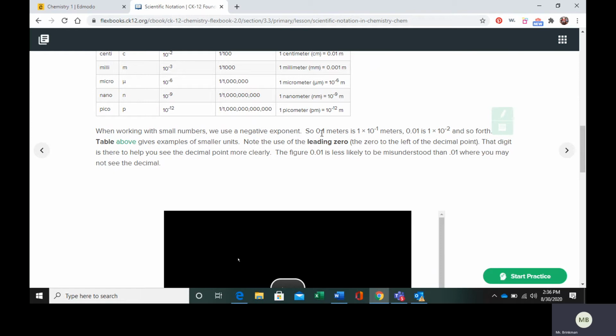So 0.1 meters is going to be 1 times 10 to the negative 1 meters, because our decimal point would be right here, and when we multiply it by negative 1, we move it 1 to the left and get 0.1. So 0.01 meters is going to be 1 times 10 to the negative 2. Because we take 1, we move the decimal point 1, 2 places to the left to get this number. All right?